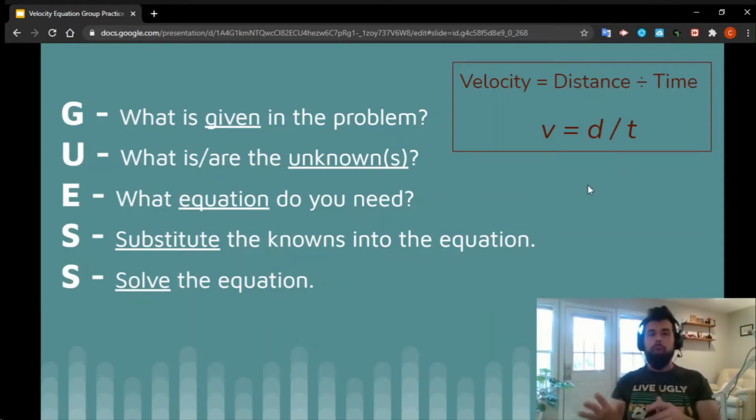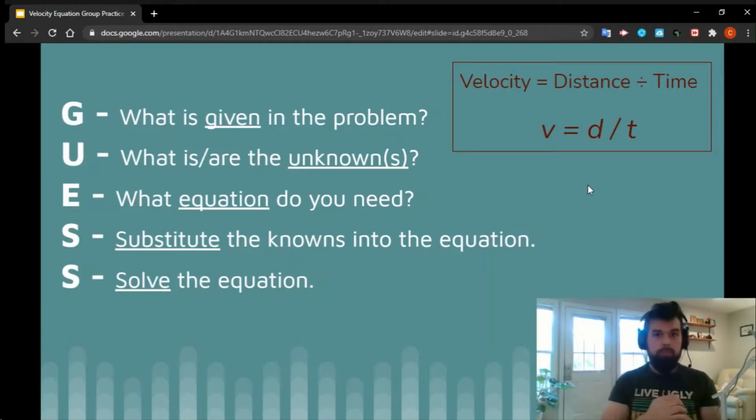Velocity, as we learned while we were finding it from a graph, is distance over time. How far did you go divided by how long it took to go there. We can also represent this with variables, which would be v equals d over t, or v equals d divided by t.